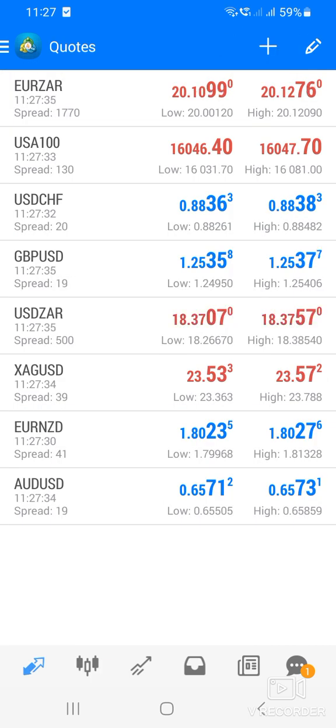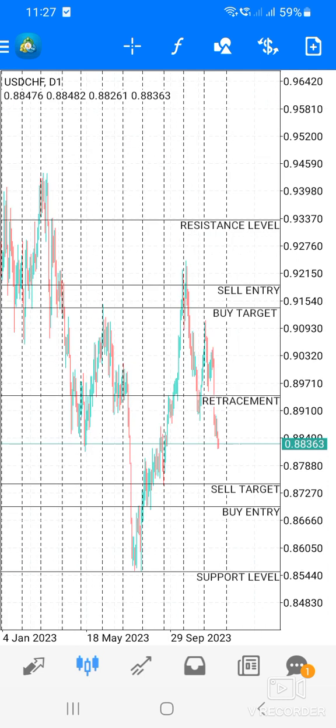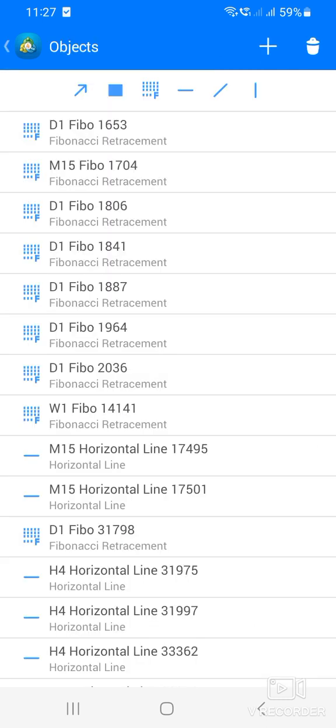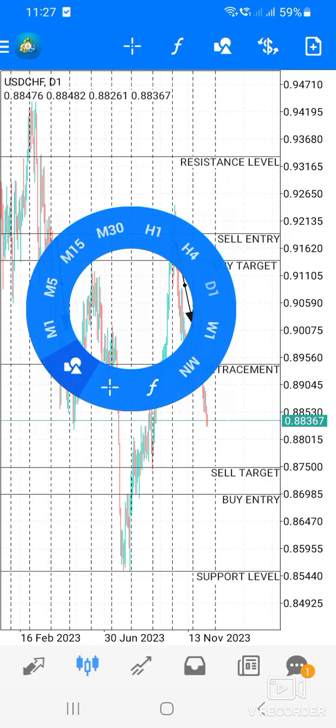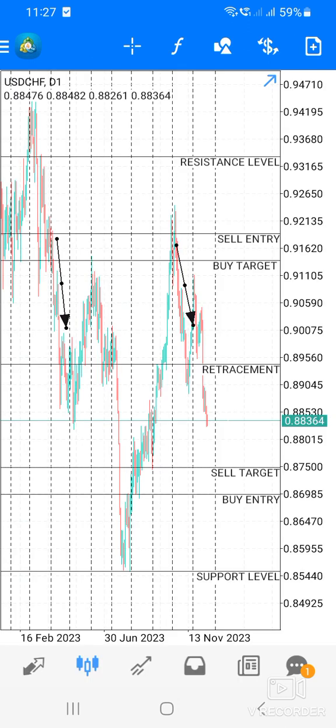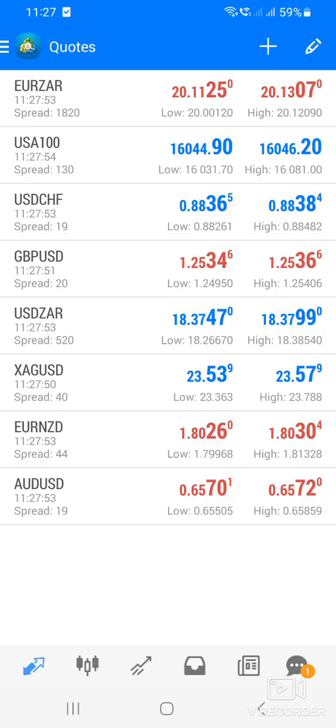Let's look at USD Swiss franc. Same thing applies. We had a sell entry, it sold accurately. And then right here we had a buy entry, it bought. Very good and very nice, right? Let's go to another pair.